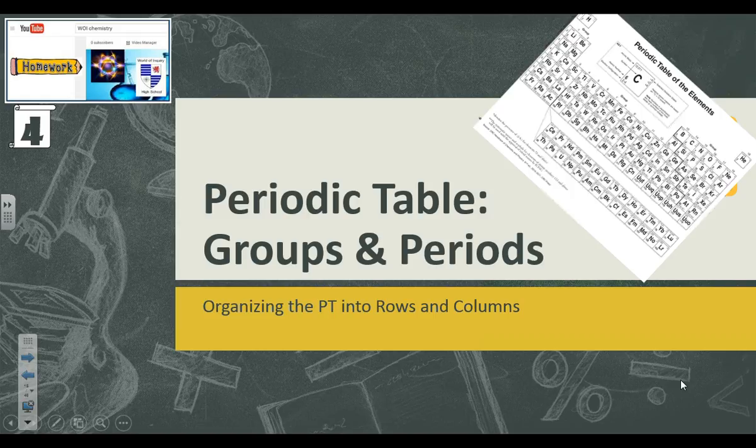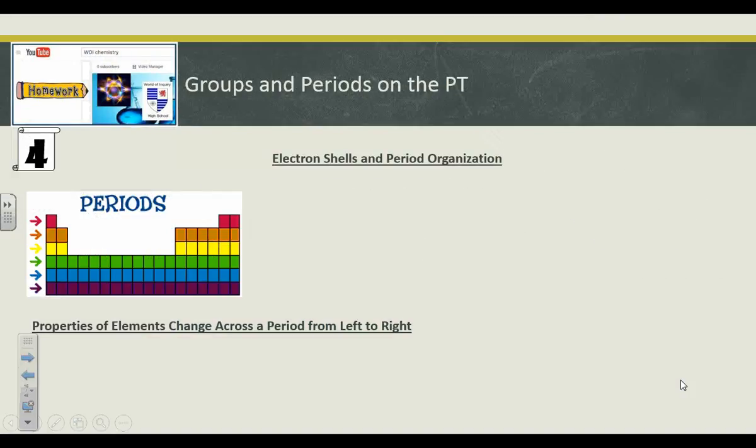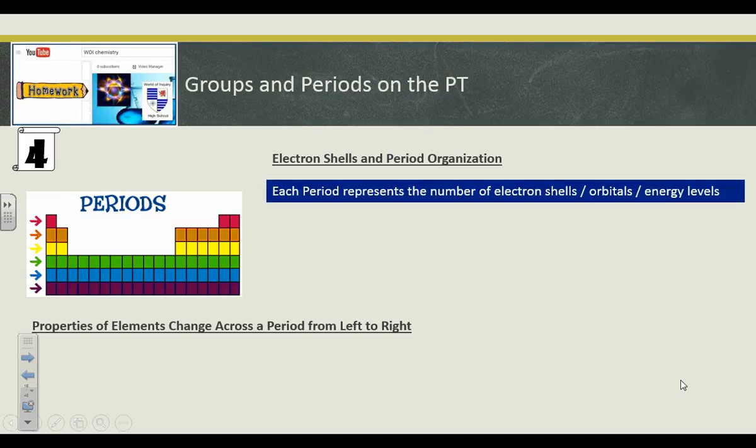Today we are just going to get into the rows and the columns. There should be one more quick video. Enjoy it while you got it because the next one's going to be long. But that's all right. Video 4: Electron shells and period organization.